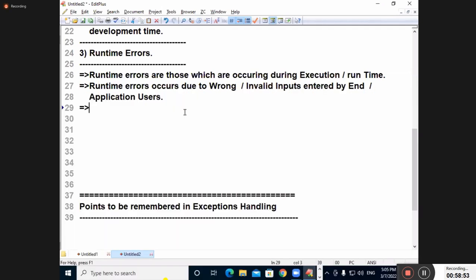I try to withdraw 20,000 rupees, but I have only 10,000 rupees. What is the condition I will write? If the withdraw amount is greater than your available balance, I will say what? I will raise an exception. Stop the execution and say what? Insufficient fund exception. I will raise an error.